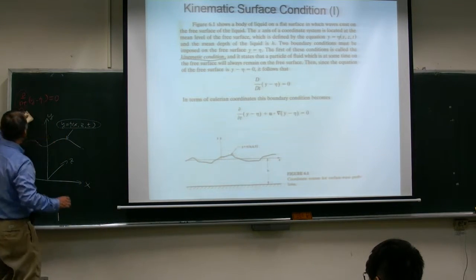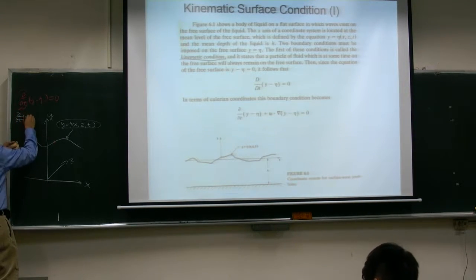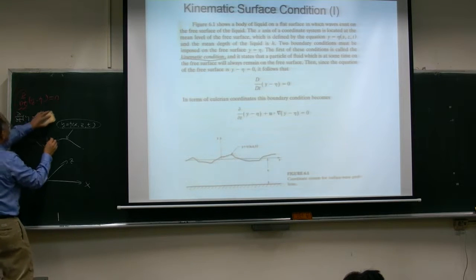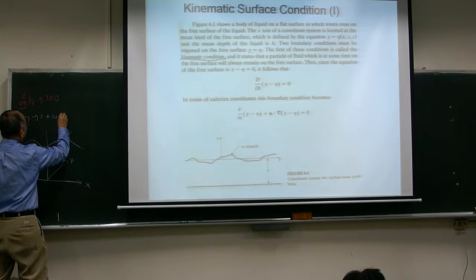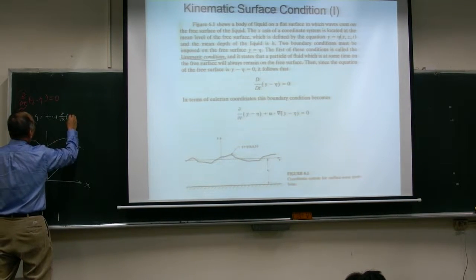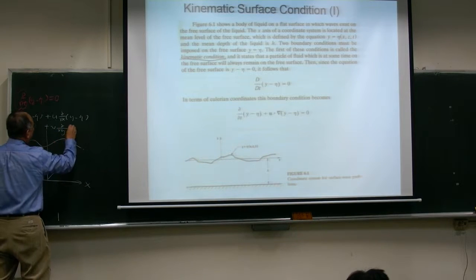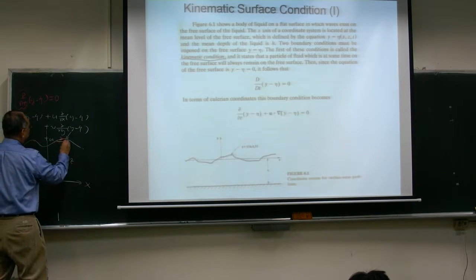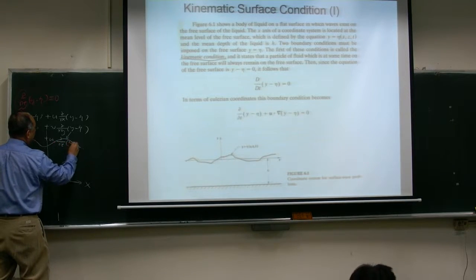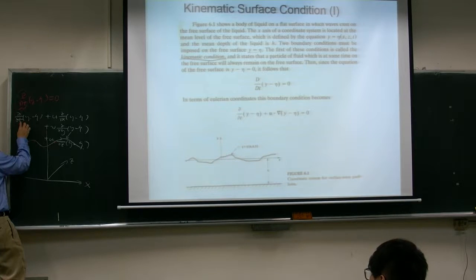So if you expand this, right? Then this will become partial t of y minus eta, right? And that is equal to u partial x of y minus eta, plus v partial y of y minus eta, right? And plus w partial z of y minus eta. Okay, and then as you can see, partial y partial t is equal to 0.